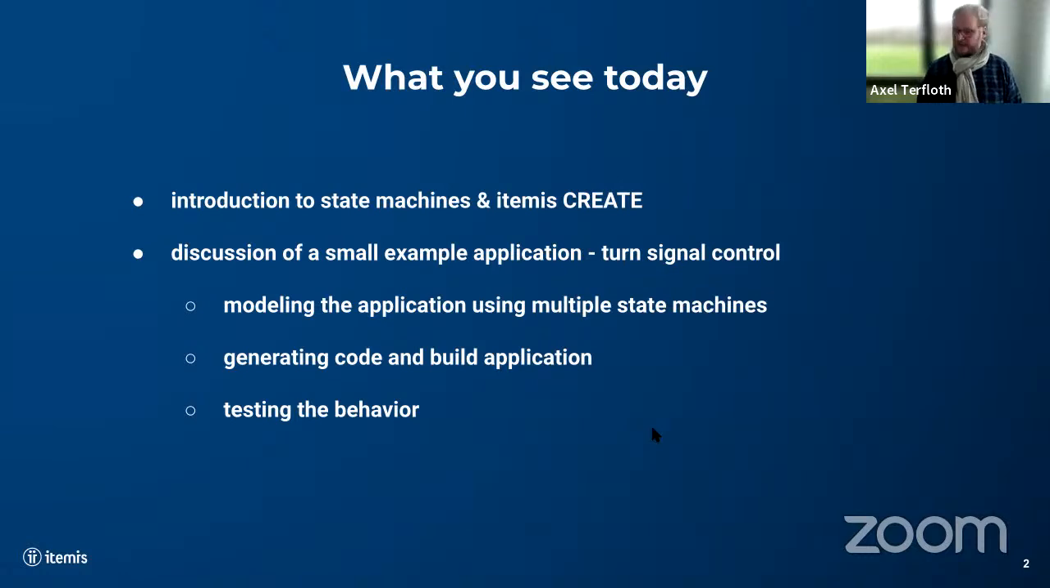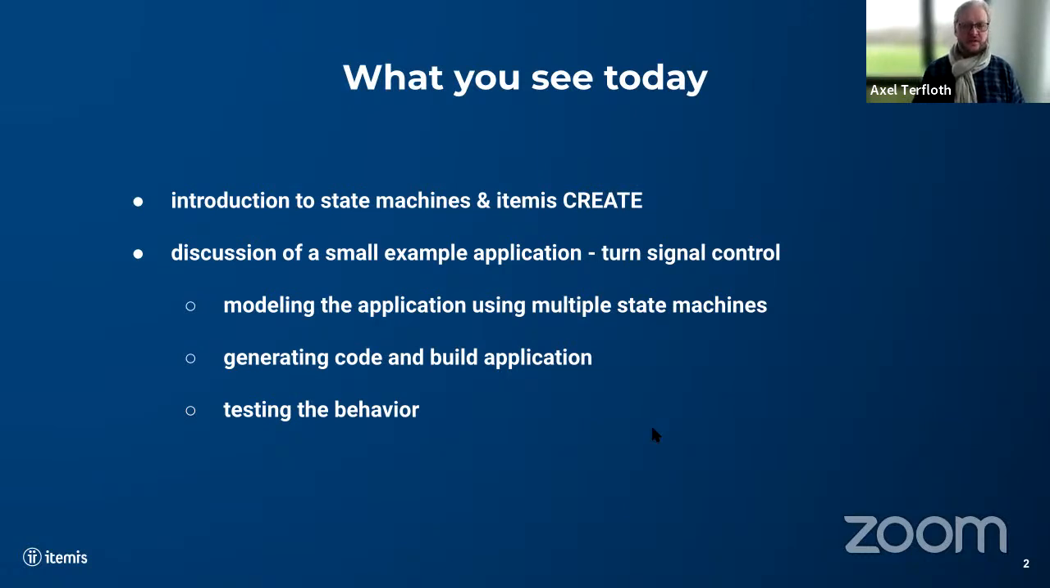The example that I chose is turn signal control. So it's not too complicated. It's about many LEDs, of course, and buttons. It's quite simple, but as I don't want to go into detail of some specific application, I think it's a good example to show how state machines can be used in this case.